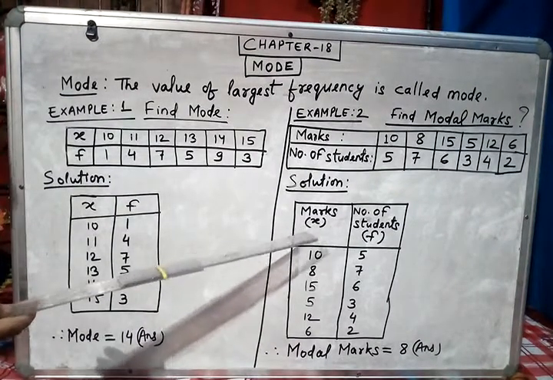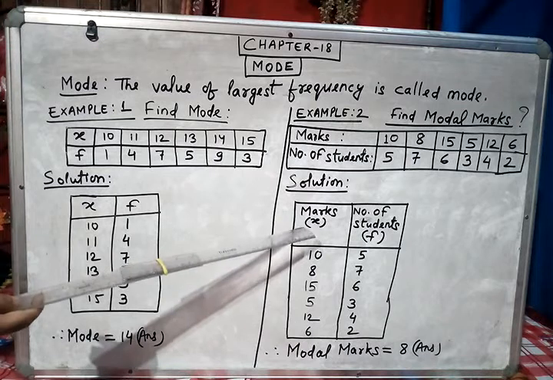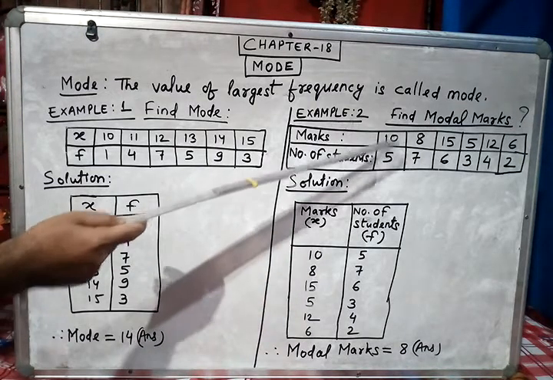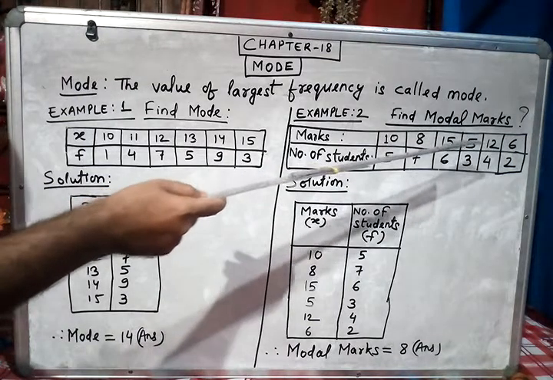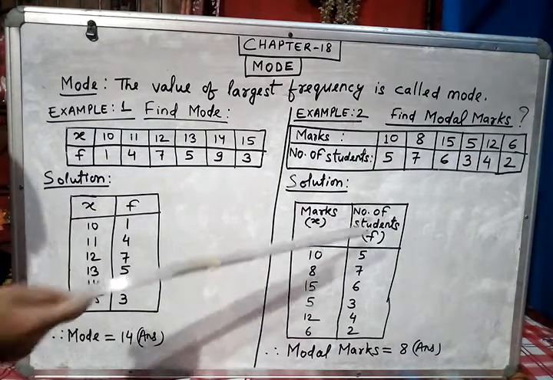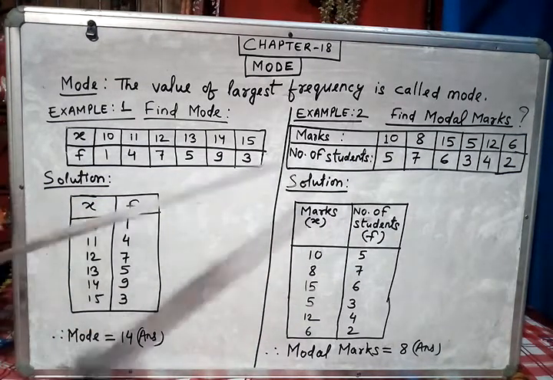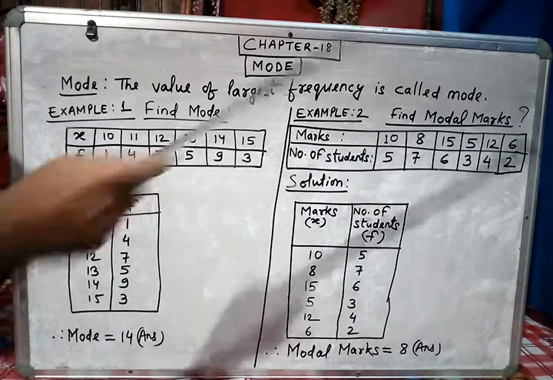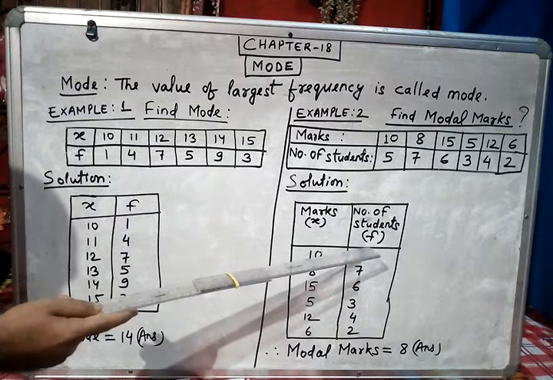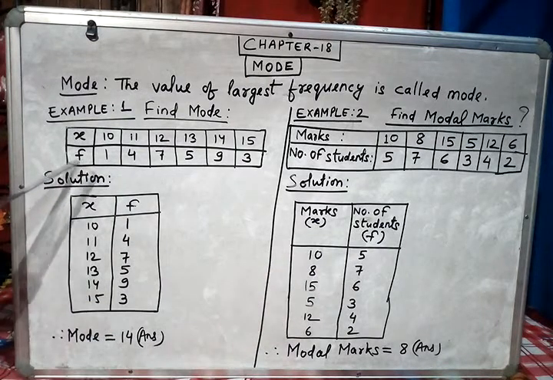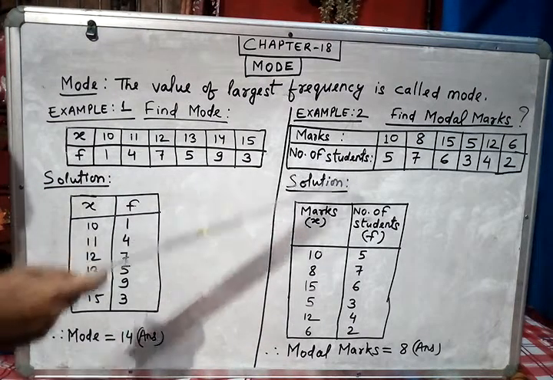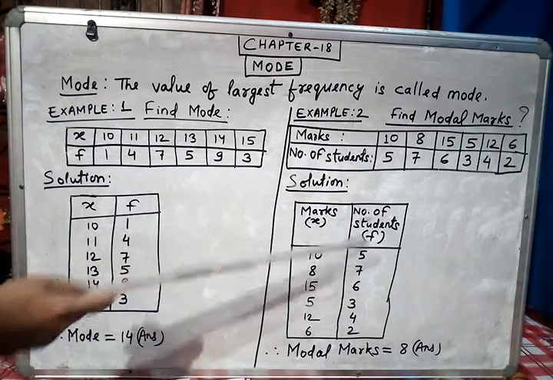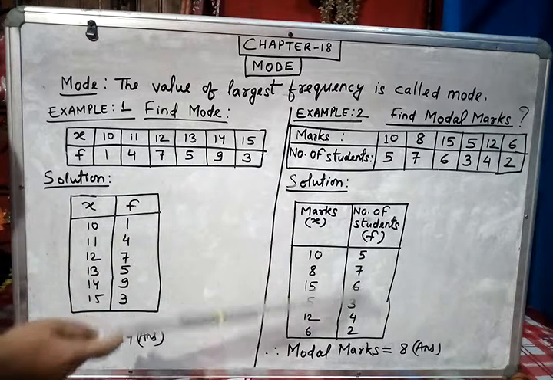Now marks, as the first column is also called the x variable, so I wrote the x symbol here, and the same marks: 10, 8, 15, 5, 12, 6. Number of students, actually number of anything, number of students, number of people, number of animals, number of anything is called frequency, f. Here the question directly gave f, but here I am writing the symbol f by myself. So number of anything is called frequency. Same 5, 7, 6, I wrote here.